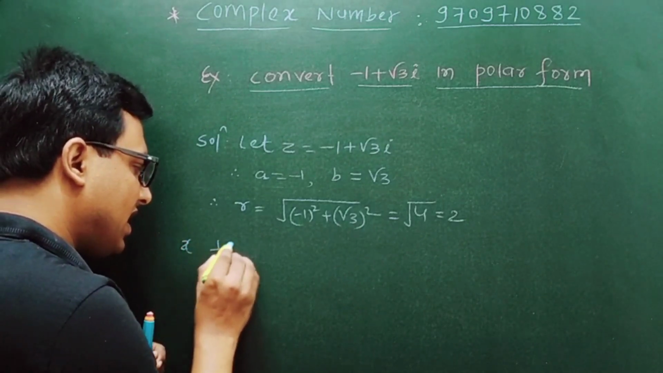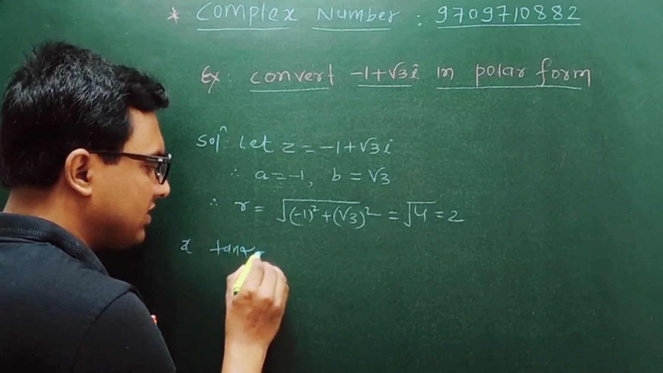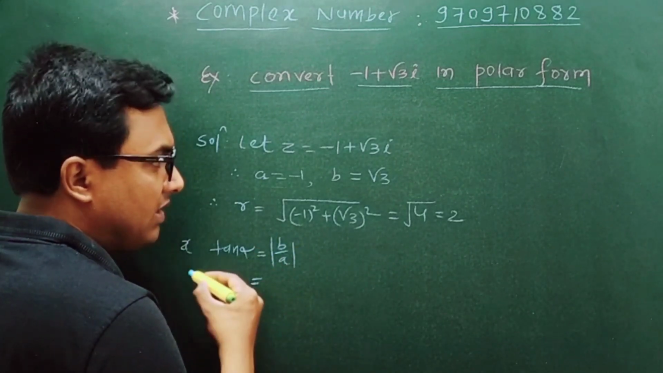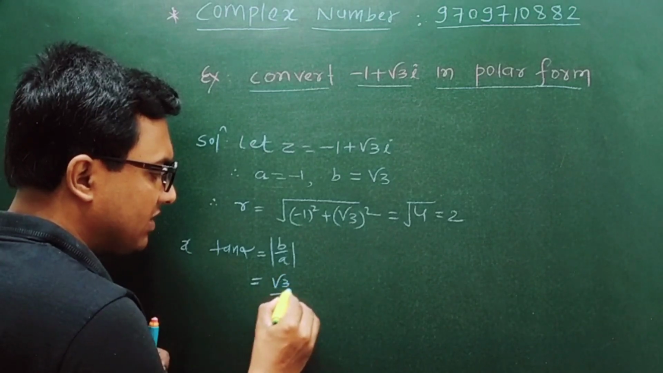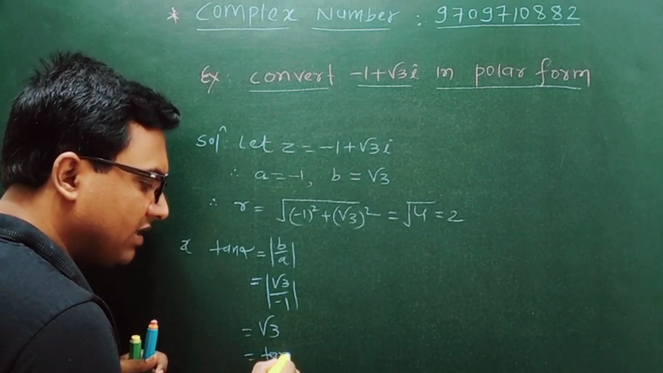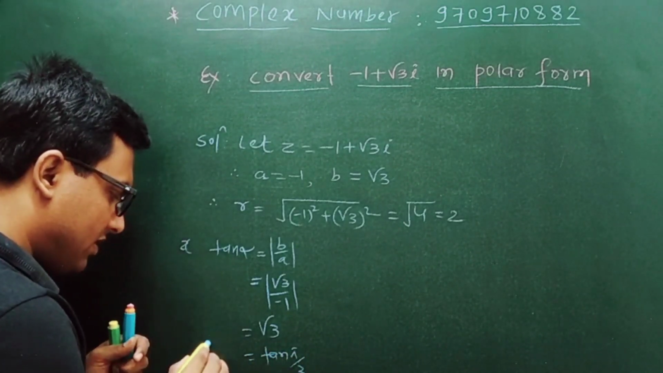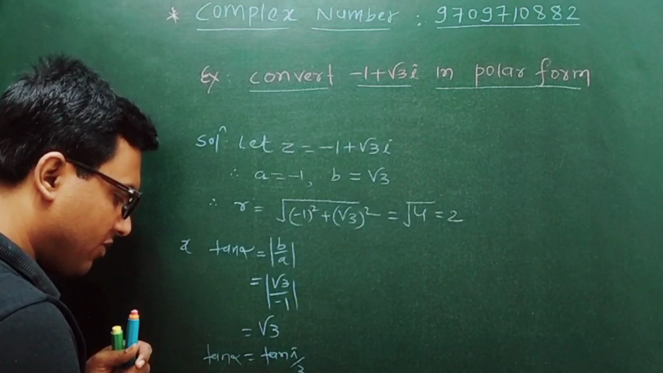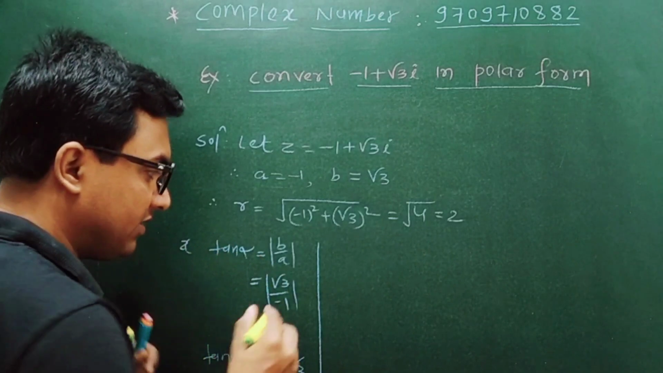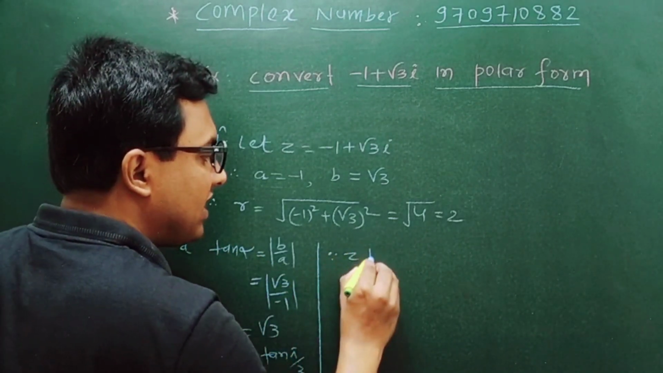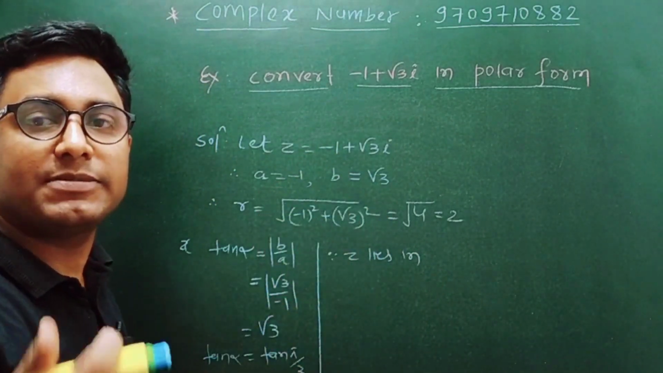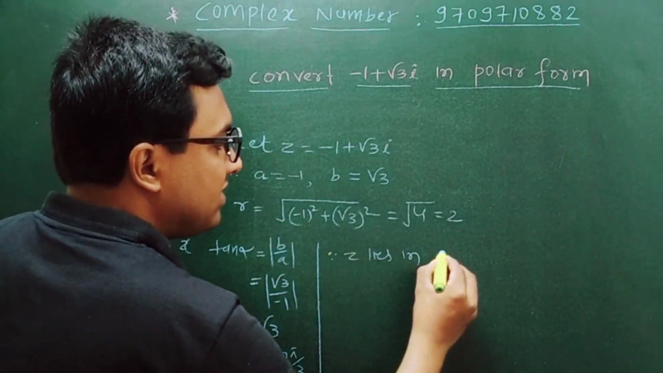And tan alpha is equal to what? Modulus of b by a. That means root 3 upon modulus of -1, which is root 3. It is equal to tan pi by 3. Tan alpha is equal to this. Therefore alpha is equal to what? Pi by 3. We get alpha here, but since z lies in minus plus, in which quadrant does minus plus lie? Second quadrant. z lies in the second quadrant.